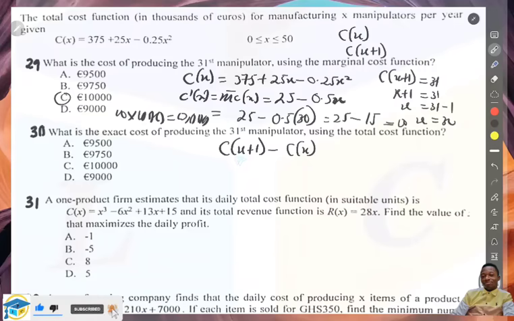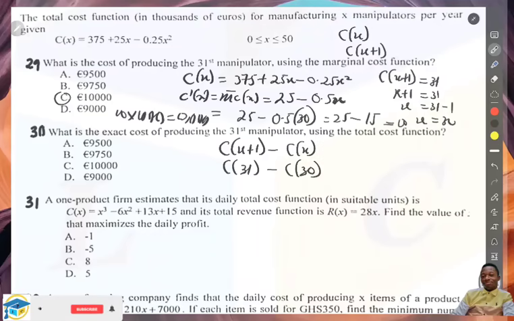We know x to be 30. Remember that x is 30. So here we're going to have 30 plus 1, which is 31, and then 30. This is what we're going to do. We'll substitute 31 into this cost function and then substitute 30 into this same cost function. Whatever we get for the two, we take the difference between the two and we get the exact cost of producing the 31st manipulator. Remember, when we take 30 from 31, we are getting 1, right?